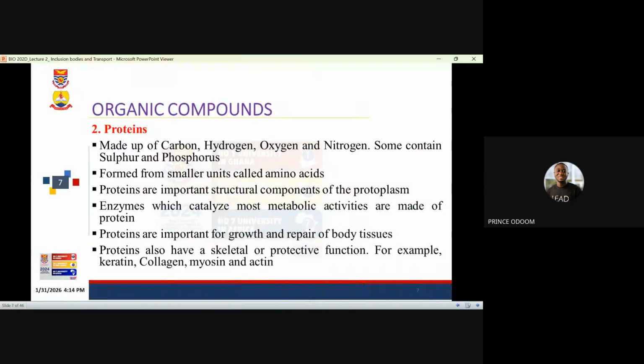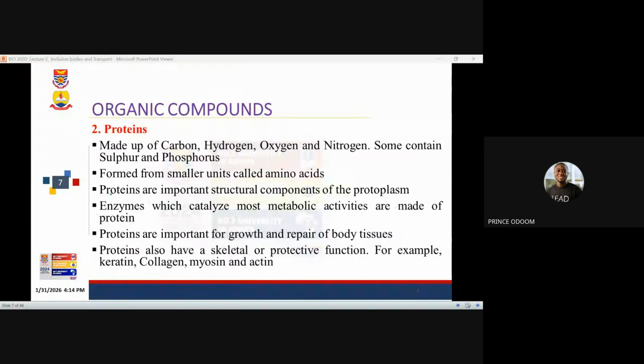Then the next one we want to look at is protein. Protein is an organic compound. Look at the composition of protein. When we looked at carbohydrates, we mentioned carbon, hydrogen, and oxygen. But protein is made up of carbon, hydrogen, oxygen, and nitrogen. Some may contain sulfur and phosphorus in some instances.